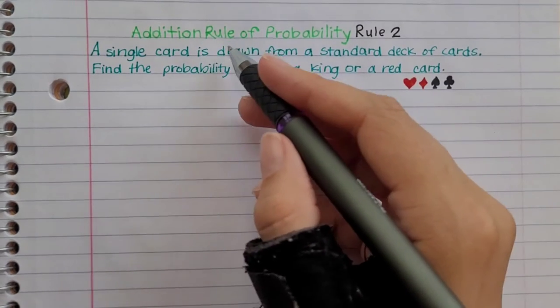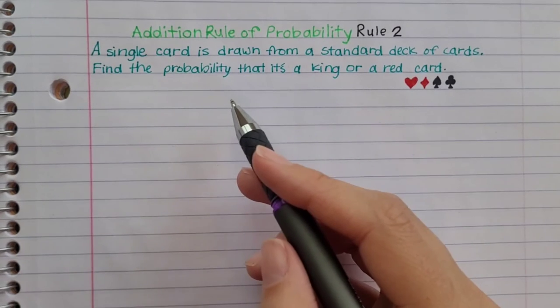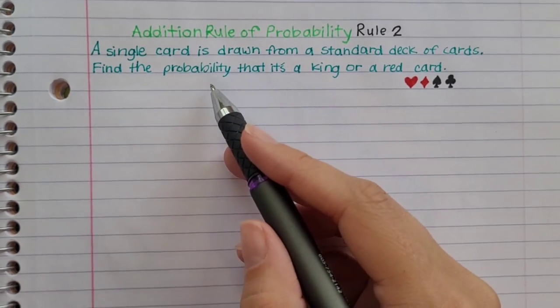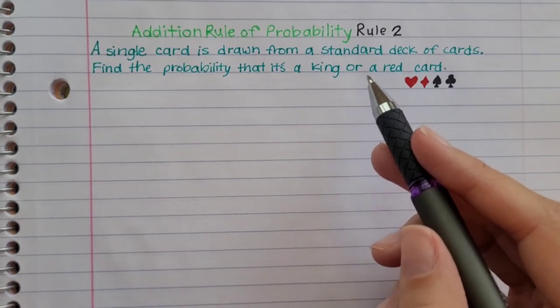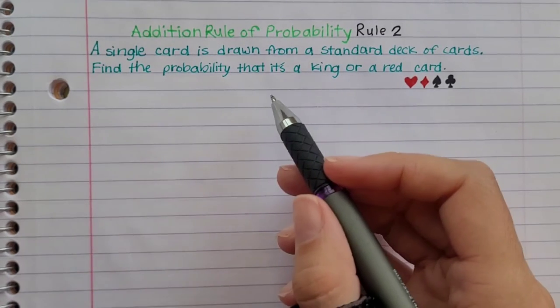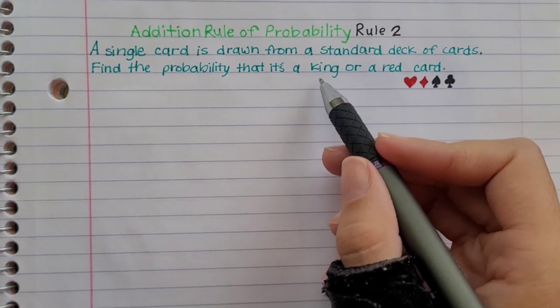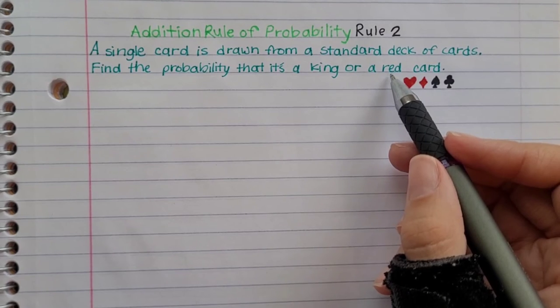Welcome to the addition rule of probability, Rule 2. A single card is drawn from a standard deck of cards. Find the probability that it's a king or a red card. So what we are looking for is, if we draw one card out of a deck, what's the chance or probability that it's going to either be a king or a red card?